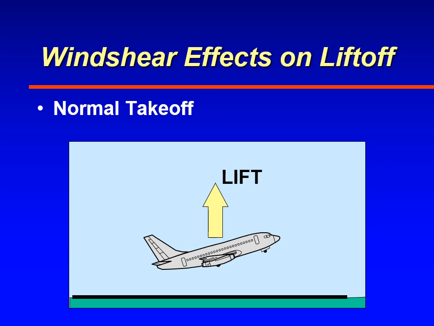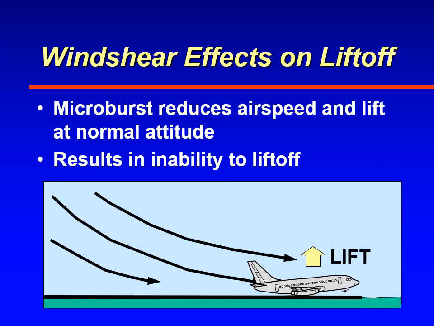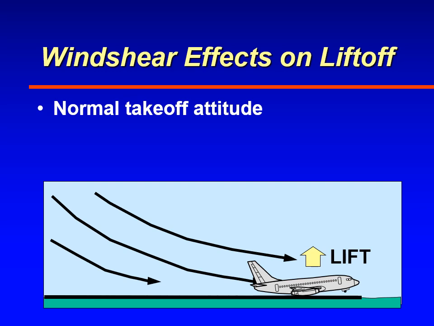So this is what lift looks like normally during a normal rotation. But with increasing tailwind shear, you have reduced lift and a reduced airspeed. So the problem is the aircraft will run off the end of the runway and never get airborne.